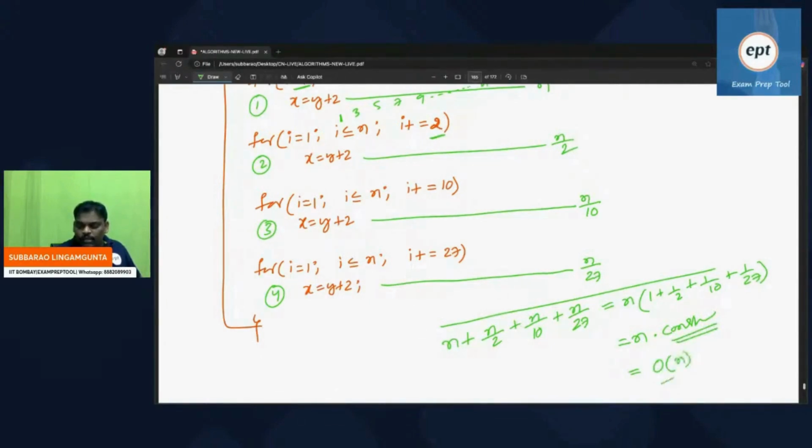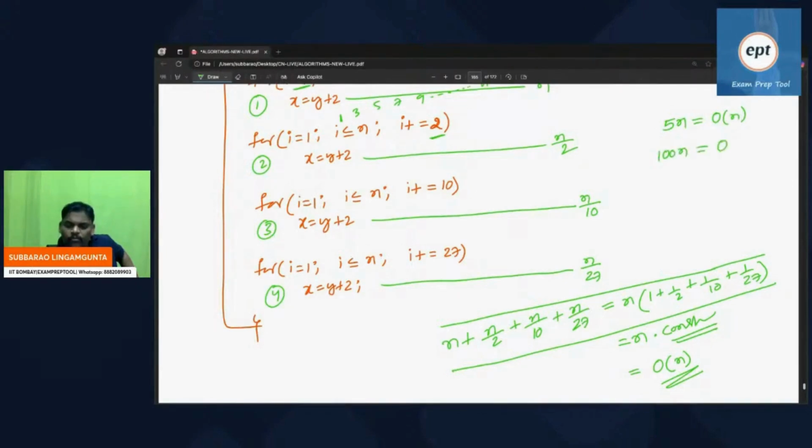You can neglect the constant. n into some constant, that may be 10, that may be 27, that may be 100, whatever it is, constant. So the time complexity of this program is big O of n. So remember, if 5n is the time complexity, you can write big O of n. Next one, 100n is the time complexity, you can write big O of n.